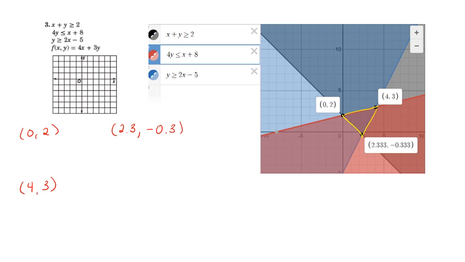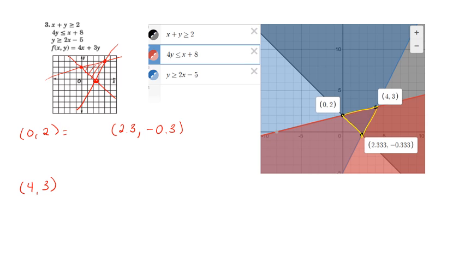All right. So let's see, (0, 2), (4, 3). And then let's see, (2.3, negative 0.3). It's going to estimate, it's about right here. Do my solid line. Whoops, I missed. I'll just make that point bigger. All right, so there's my enclosed region.